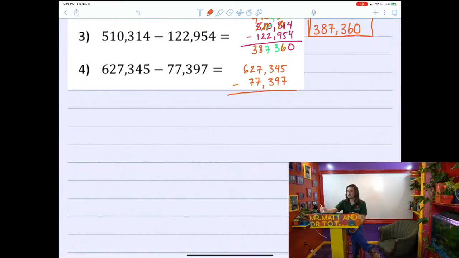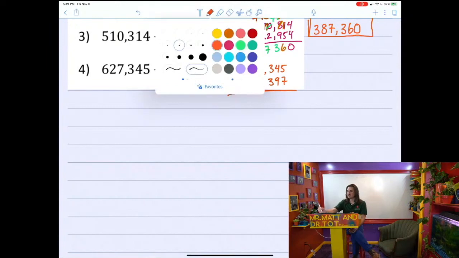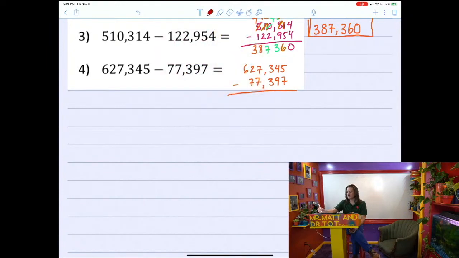Starting with the ones, I can't take 7 from 5, so I'm going to have to borrow 1 from 4, turning that into 3, making the 5 a 15. 15 minus 7 is going to be 8. 3 minus 9 I can't do, so I need to borrow from the 3 in the hundreds place, making it a 2 and turning the 3 into a 13. 13 minus 9 is 4.